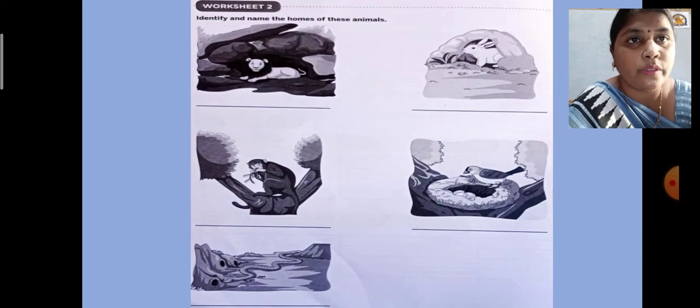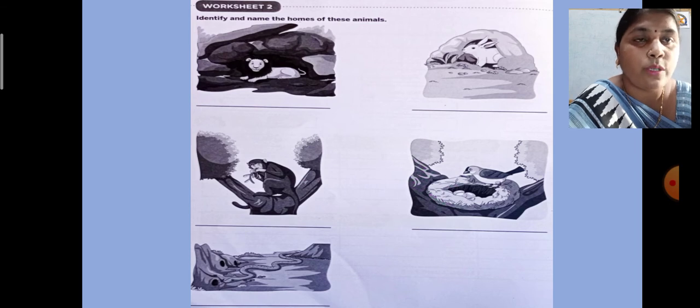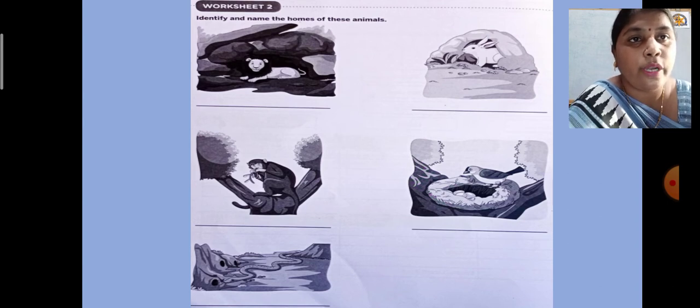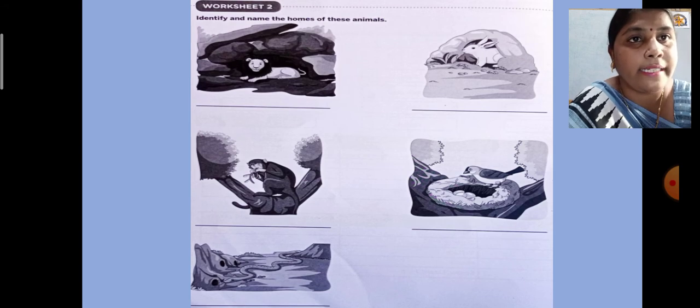Worksheet number 2 for lesson number 4. Identify and name the homes of these animals. It is a very easy worksheet. What you have to do is just identify and name the homes of these animals. So which is the animal in number 1? Yes, lion. Number 2, rabbit. Number 3, monkey. Number 4, bird, or sparrow. And number 5, snake. So you have to write the homes of these animals. Okay, let us see the next worksheet.